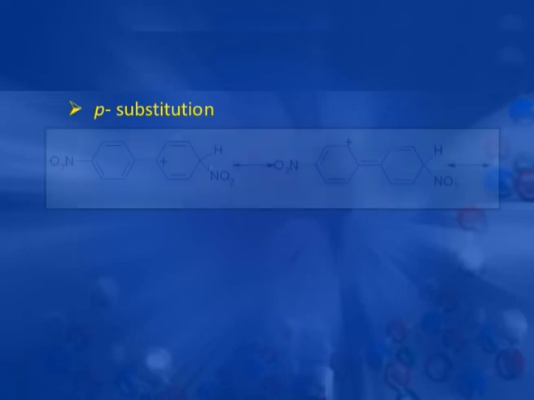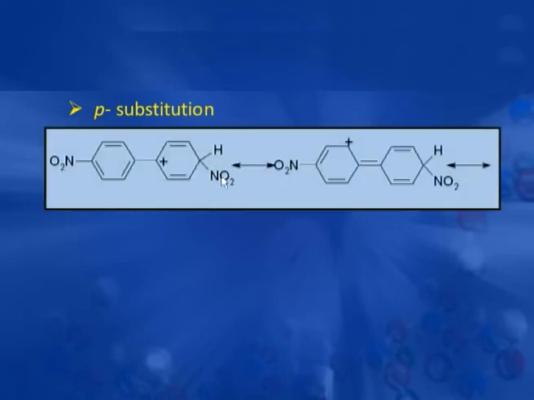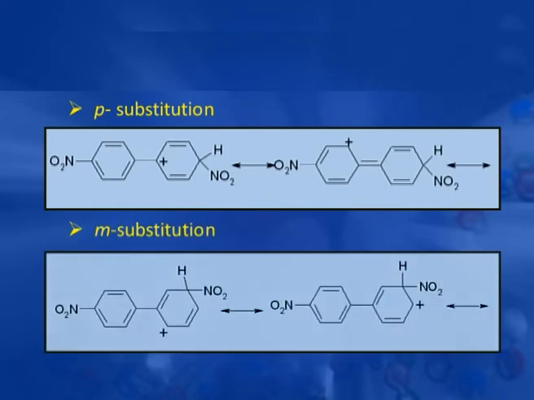First, we see that by attack of the nitro group at the para position, this carbocation gets formed and this positive charge is stabilized by delocalization in this ring and in this ring also. But if we see the meta substitution, then on attack at the meta position, the positive charge is stabilized only in this benzene ring. So, the carbocation is more stabilized in case of para as compared to meta. That is why the attack takes place at ortho and para of the second ring.